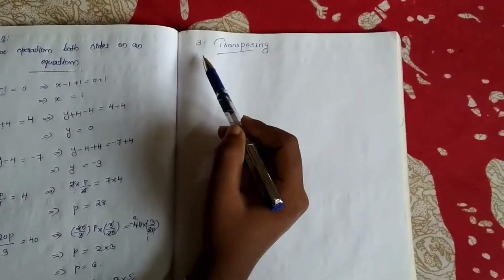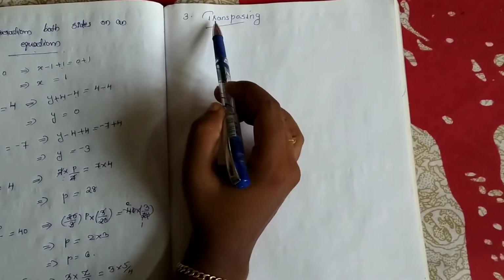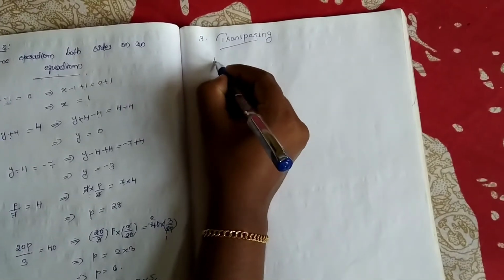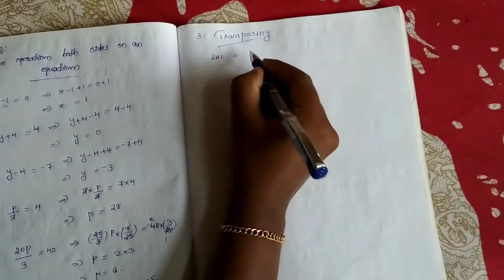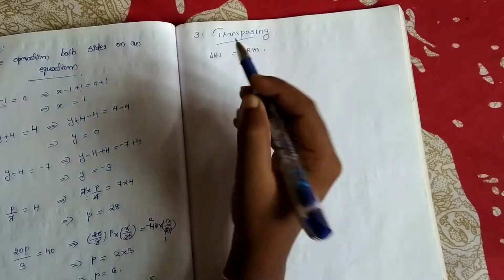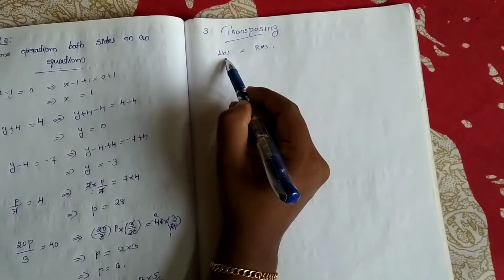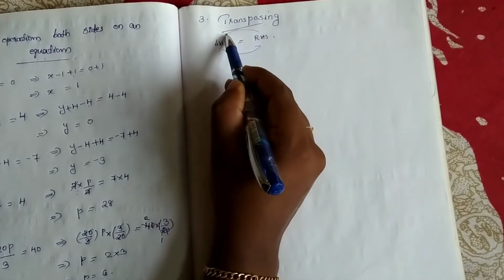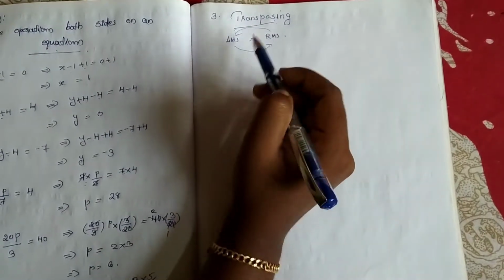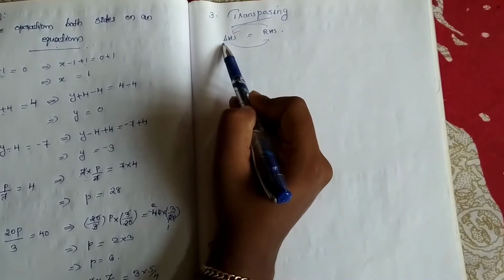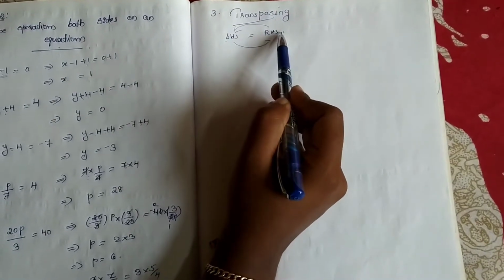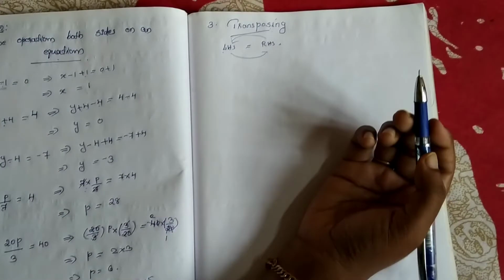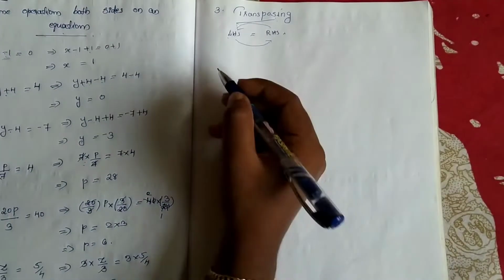The third method for finding the solution is transposing. Transposing means one equation has an LHS and an RHS. In this method we can move the terms from LHS to RHS, and also from RHS to LHS. So it is moving. Here, which operation is taken? The reverse operation will be taken to the other side. We will solve by example now.